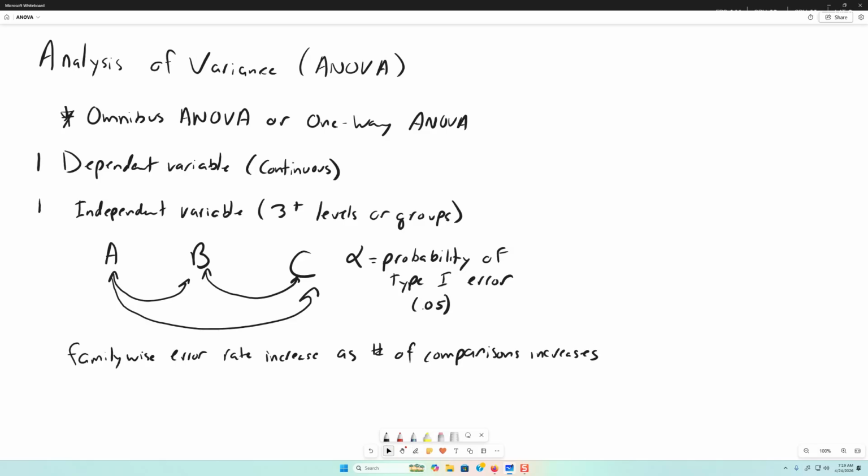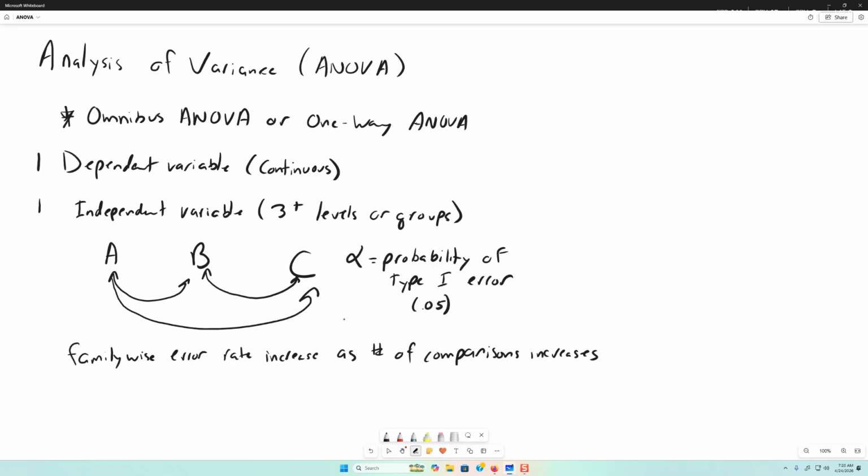So it becomes difficult just to run multiple t-tests, t-test A and B, t-test A and C, t-test B and C, because now we're running three t-tests. So the family-wise error rate is the total probability of making at least one type 1 error. And that family-wise error rate goes up, and so we have a greater chance of making a type 1 error if we keep running these tests two at a time, these t-tests.